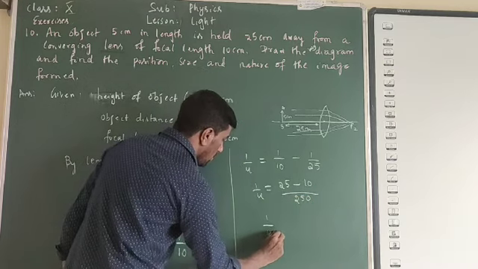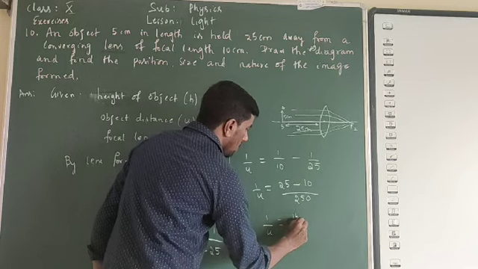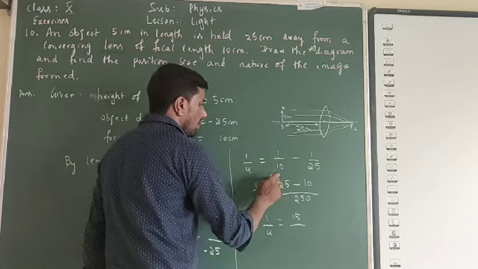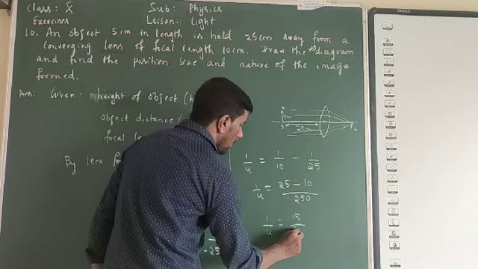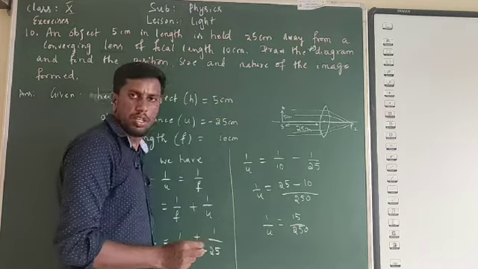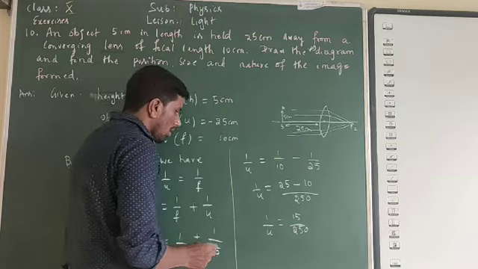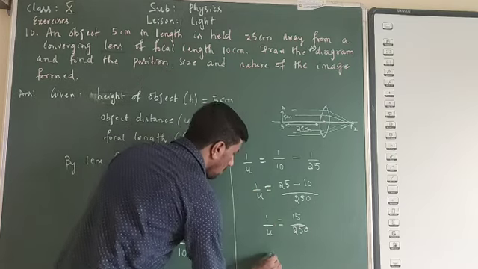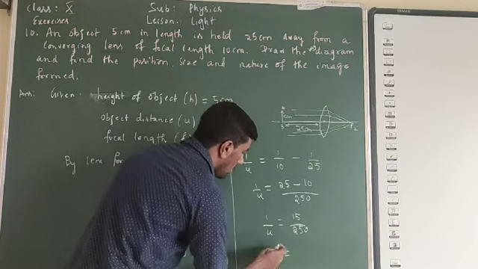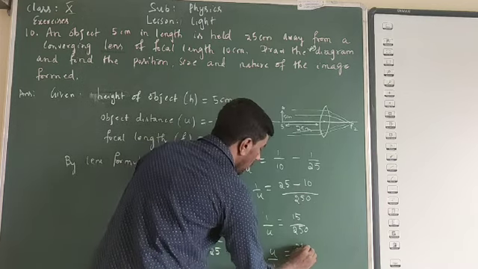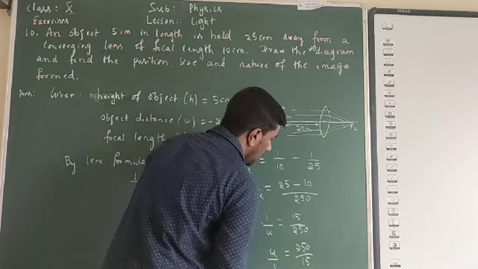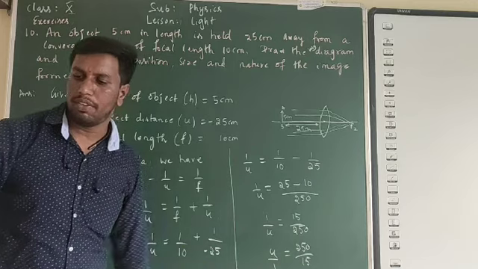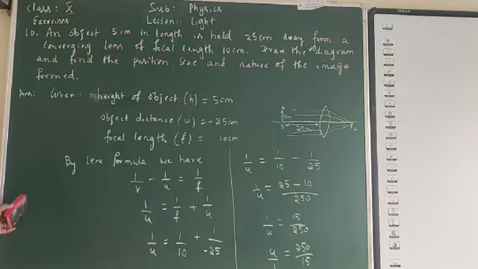So the next step, 1 by v is equal to 25 minus 10, that is 15, positive because the higher value between 25 and 10 is 25, which has the positive sign, and the denominator is 250. Now, can we cancel it? This is 1 by v, right? We need v, so we will take the reciprocal. We take it on the LHS, so we should take it on the RHS also. That is 250 by 15. Correct? Now, we'll cancel that, or otherwise we will divide directly.